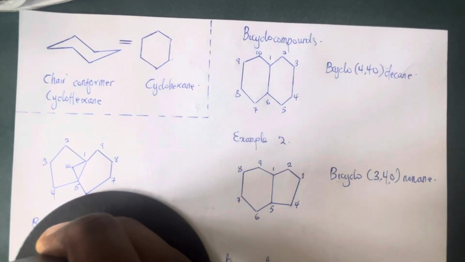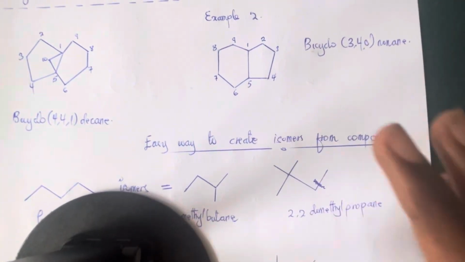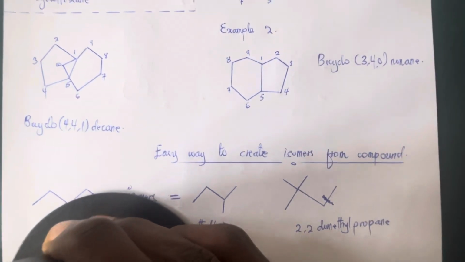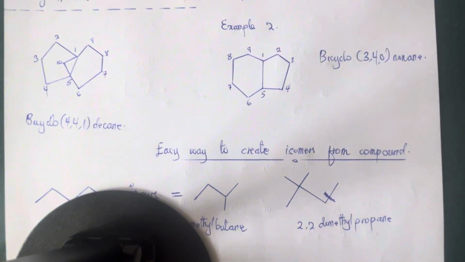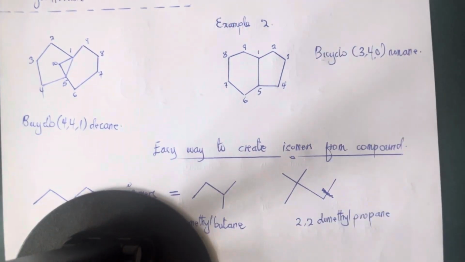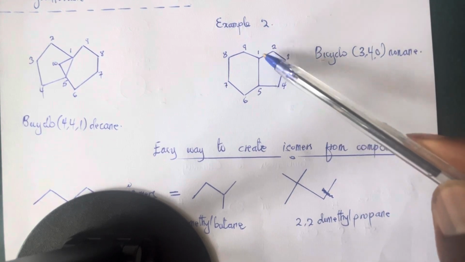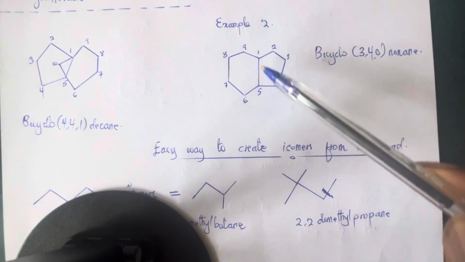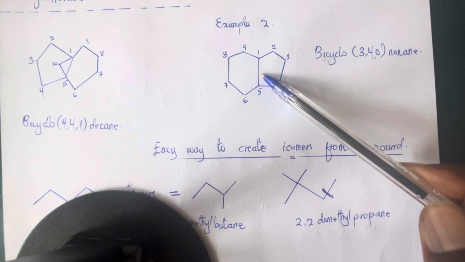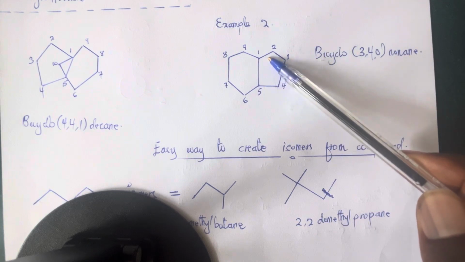Okay, so let's move to the next. Let's take this compound for instance. Let's take example 2. If you can see example 2 very well, here there is no boundary between the 5 and the 1 carbon, so it is 0. You see what I'm getting?